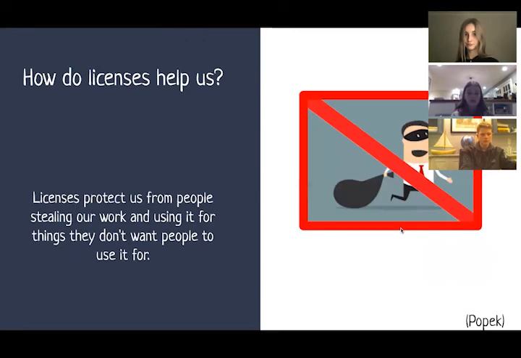How do licenses help us? People want their work to be shared, but not manipulated by the public. These laws of Creative Commons make sharing work safer for the original creator. Licenses protect us from people stealing our work and using it for things they don't want people to use it for.